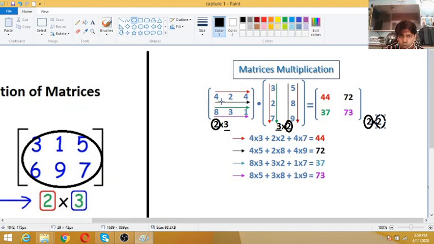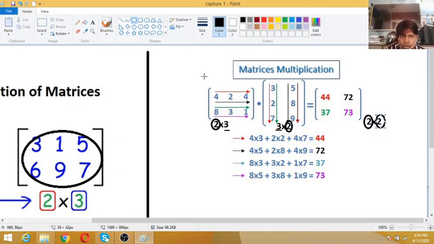That means in the row 4 is the first one, in this column 3 is the first one. In this row 2 is the second one, in this column 2 is the second one. In this row 4 is the third number, in this column 7 is the third number. So you have to multiply it to that rank. 4 goes to 3, 2 goes to 2 and 4 goes to 7.